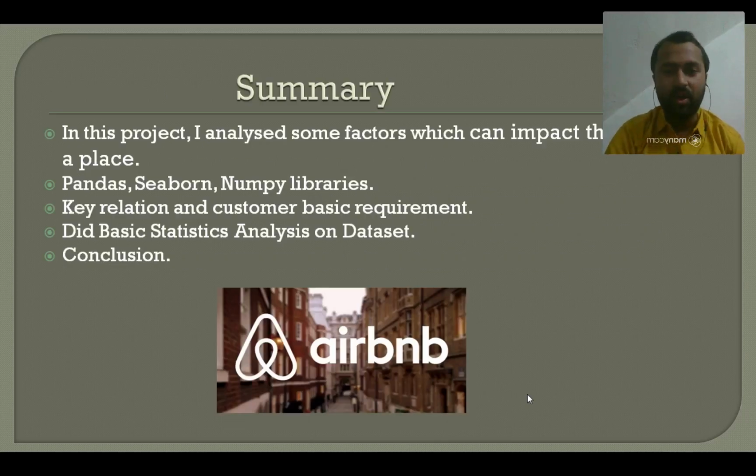Here is a summary of my project, what I did in my project. I analyzed the data set which was provided by the Airbnb company, and I found out some factors which impacted the price of a place. I used the pandas, seaborn, and numpy libraries of Python to visualize my data, and I did some coding also, and I found out some key relations and basic customer requirements, that is, the preferences of the customer when they want to book a place. Next, I did some basic statistical analysis on the data set, and at the last, I concluded my project with some points.